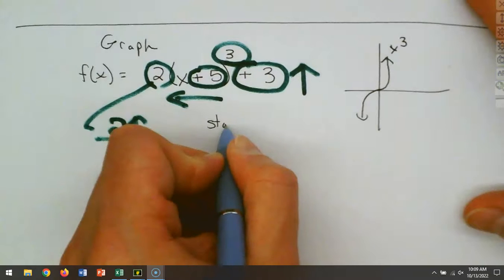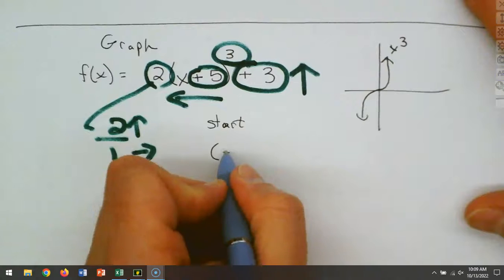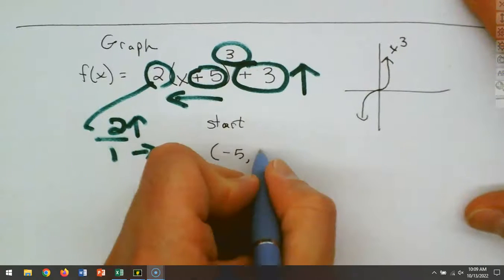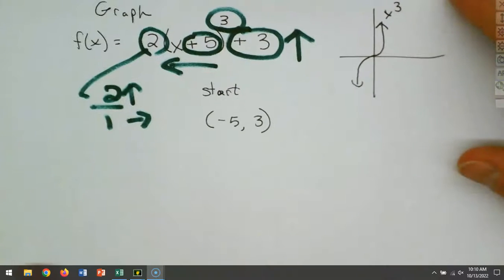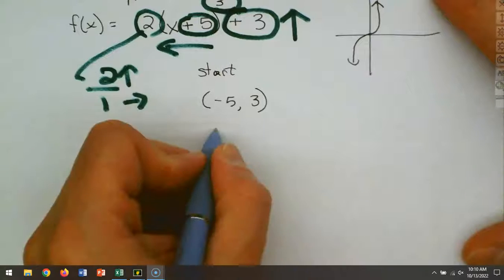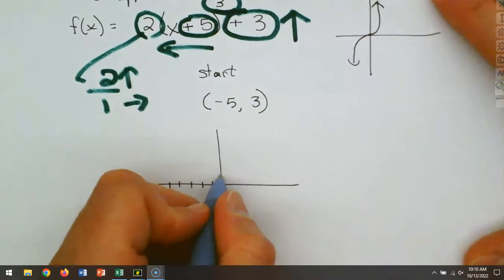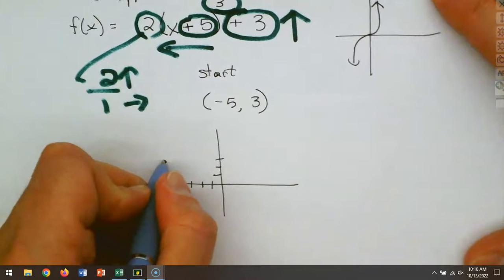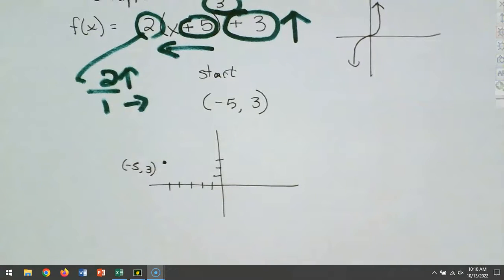Let's see where we're going to start at. We're going to start, what? Back 5 units. So that's going to be at -5, and we're going to start up 3. So we're going to start at -5, positive 3. Okay, so -5, positive 3 is where we're going to begin. Let's go ahead and find that point. So back 5 units, up 3 units. Okay, so there's my starting point.